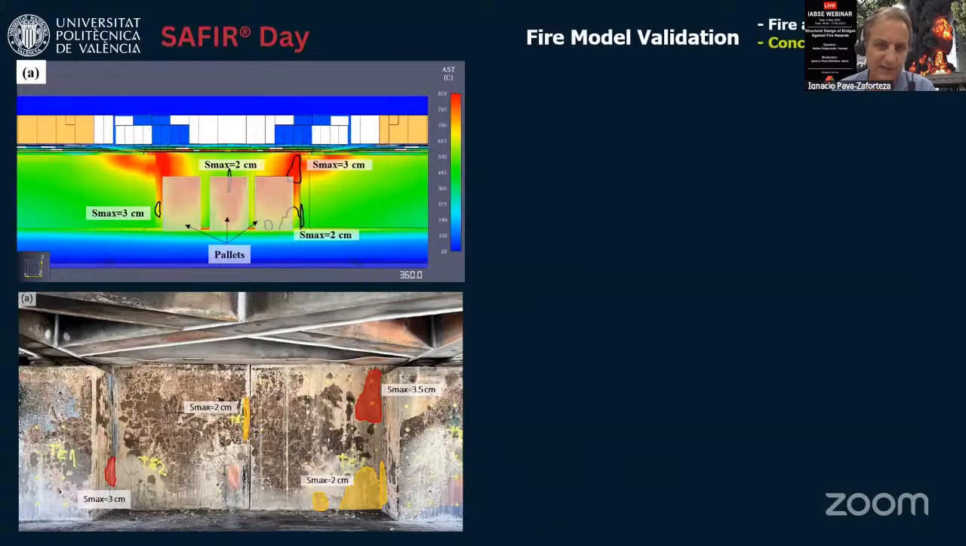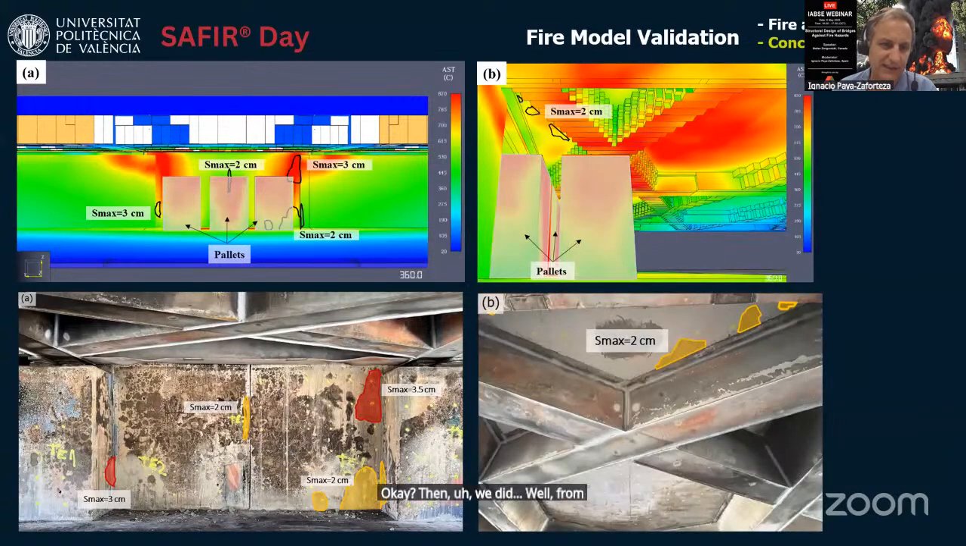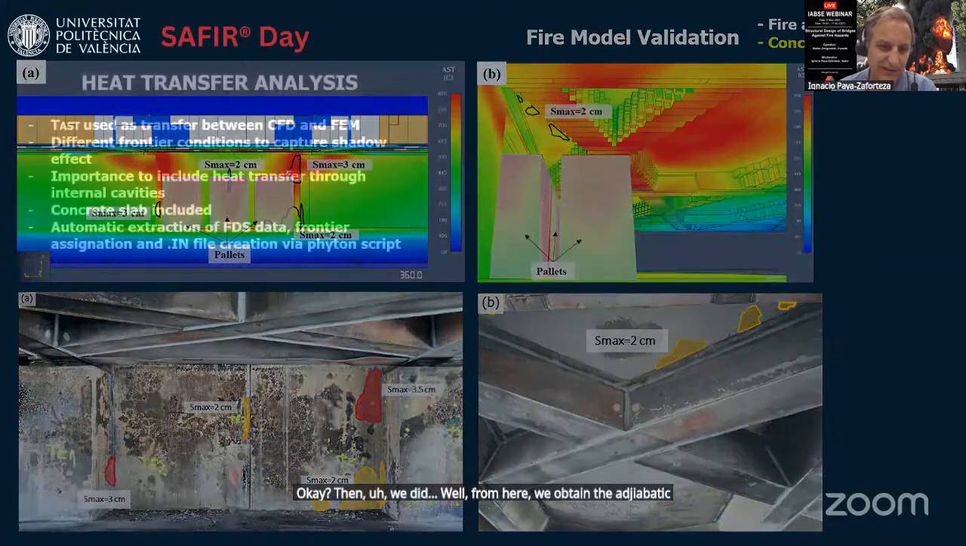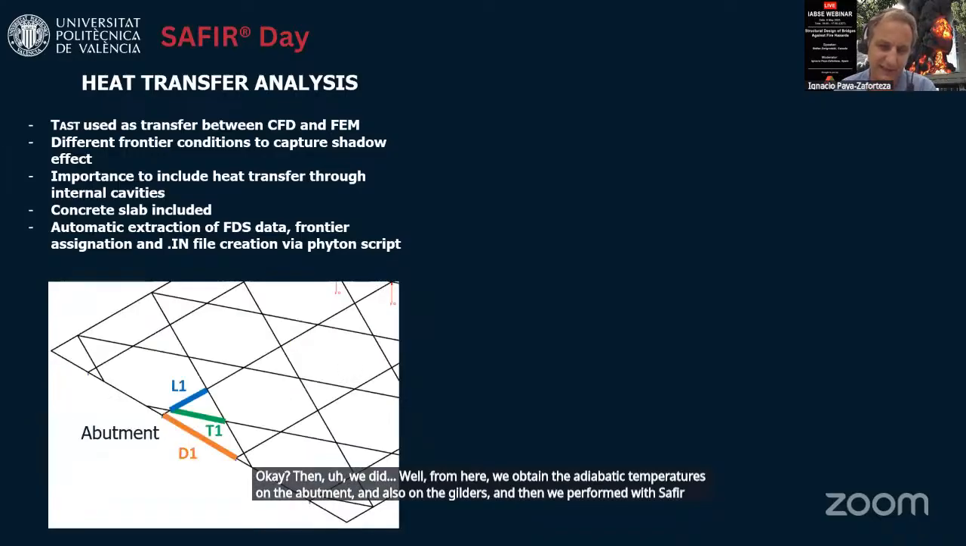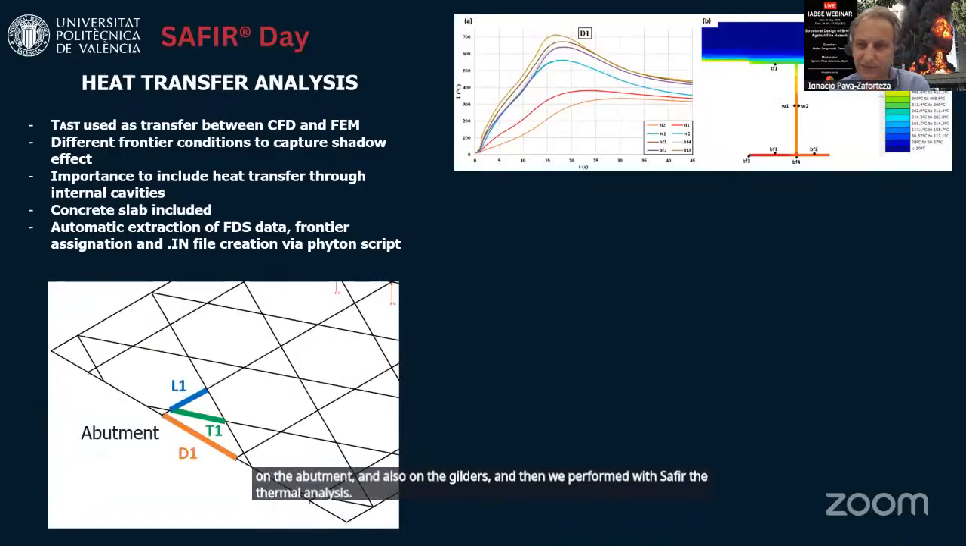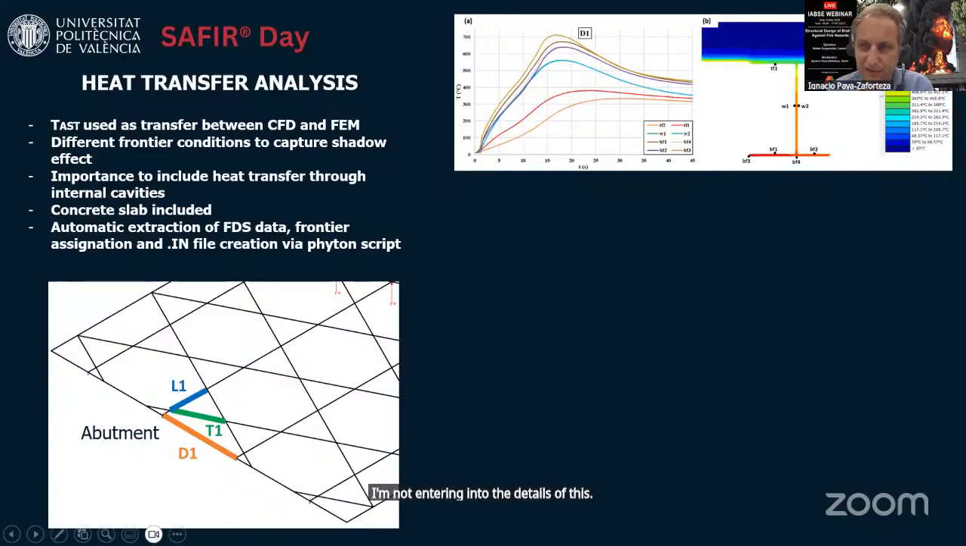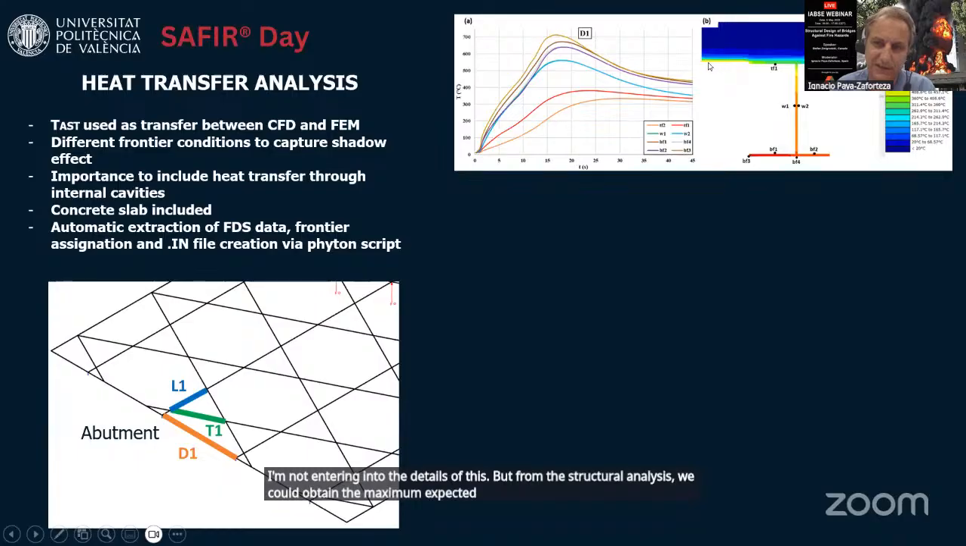Okay. Then we did, well, from here we obtained the adiabatic temperatures on the abutment and also on the girders, and then we performed the thermal analysis with Sapphire. I'm not entering into the details of this, but from the structural analysis, we could obtain the maximum expected temperatures in both the concrete and also in the steel girders.